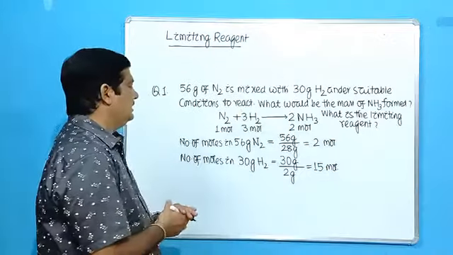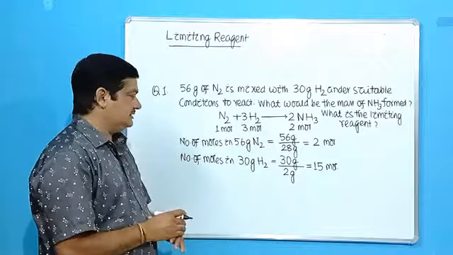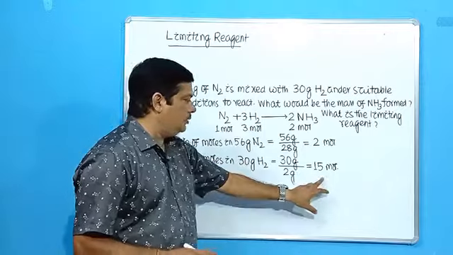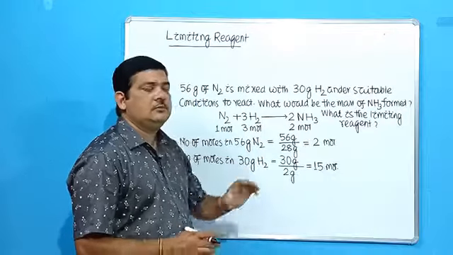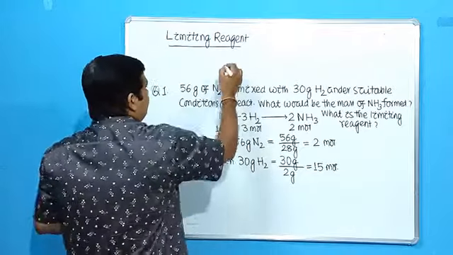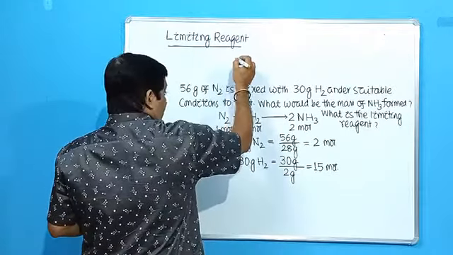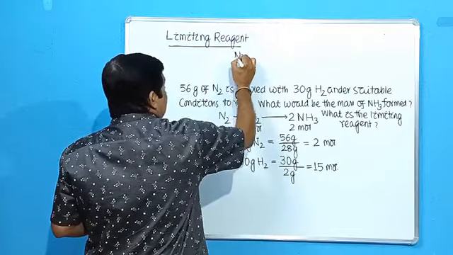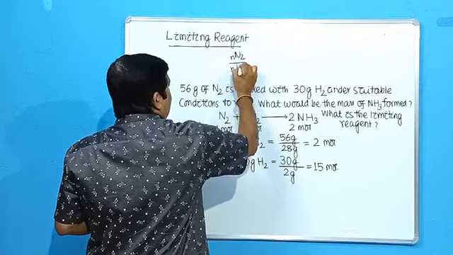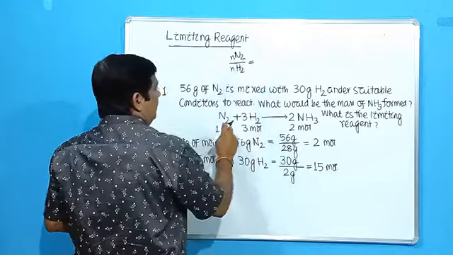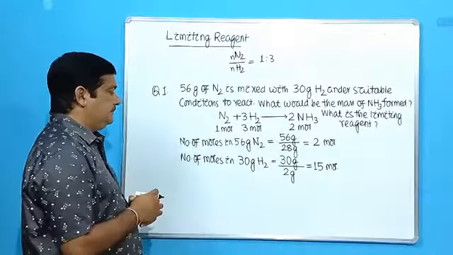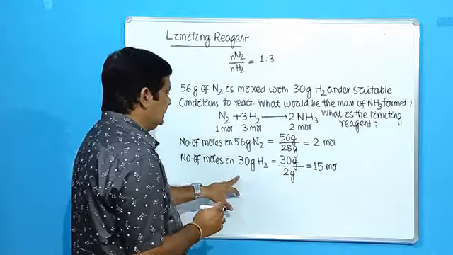So first we have to find out the number of moles present in the given mass. It is clearly visible that the given mass contains 15 moles of hydrogen and 2 moles of nitrogen. Then we will come back to the ratio. What is the ratio of the number of moles of nitrogen and hydrogen that should be present? Now 1:3. This will be the exact ratio. But what is the ratio here?